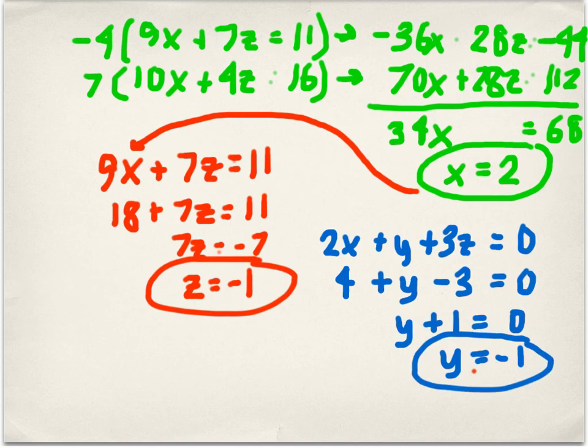So my answer here in this case, it's not called an ordered pair anymore. It's actually called an ordered triple. They should go in order from x to y to z: 2, negative 1, negative 1.